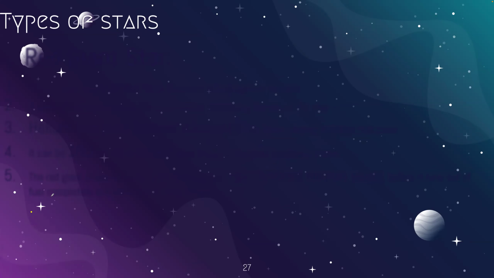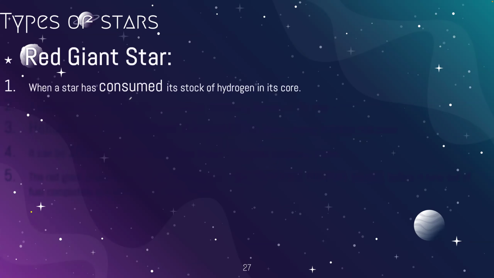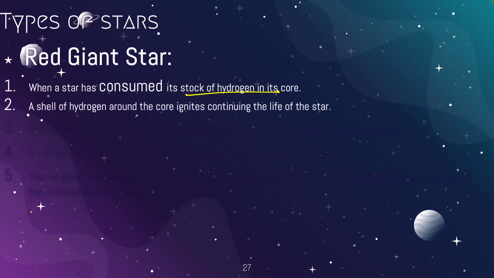Right? So let's continue. After the main sequence star, we form a red giant star. When a star has consumed its stock of hydrogen in its core, a shell of hydrogen around the core ignites, continuing the life of the star. So all the hydrogen in the core is used up. Now what you're left with is a shell around the core, like the last thin layer around the core, which is igniting, continuing the life of the star.